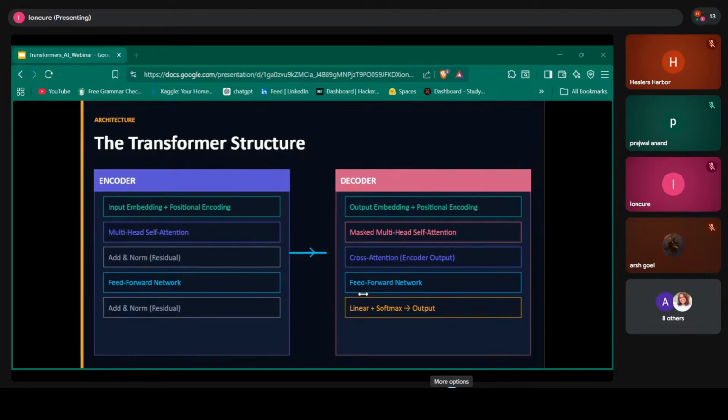Each of these is built from stacked layers of multi-head attention, feed-forward layers, and residual connections that help gradients flow during training. And also one of the key additions is positional encoding. Since attention has no built-in sense of word order, we add positional signals so the model knows word one came before word two.